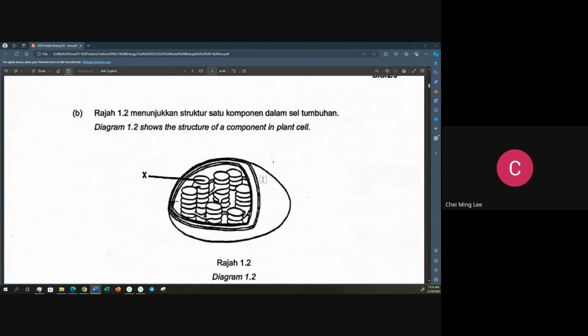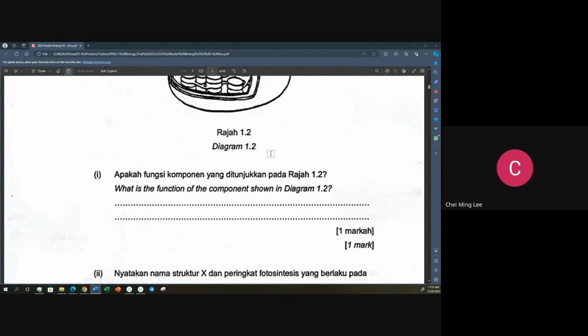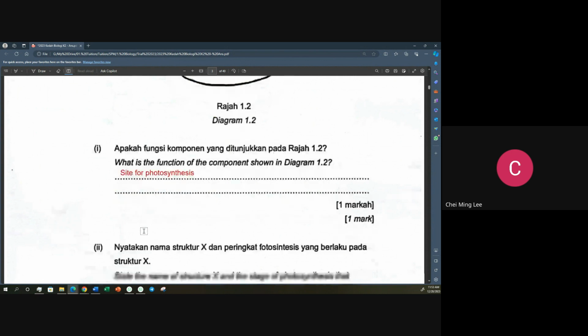Now diagram 1.2 shows the structure of a component in a plant cell. What is the function of the component shown? It's the site for photosynthesis.